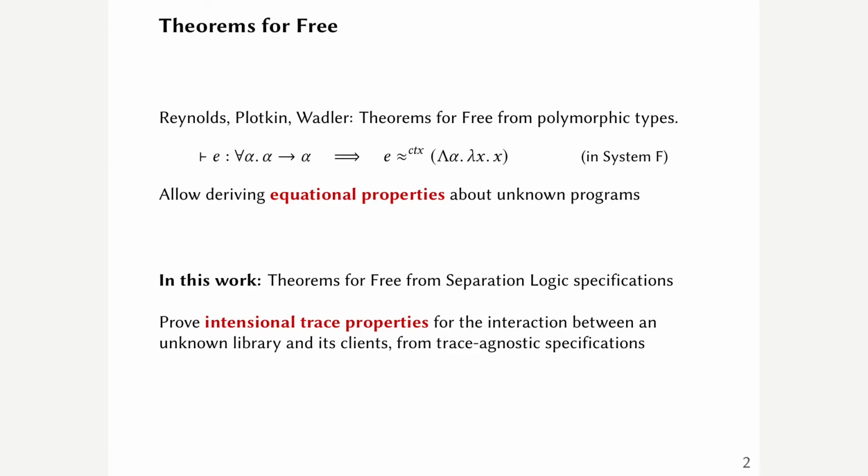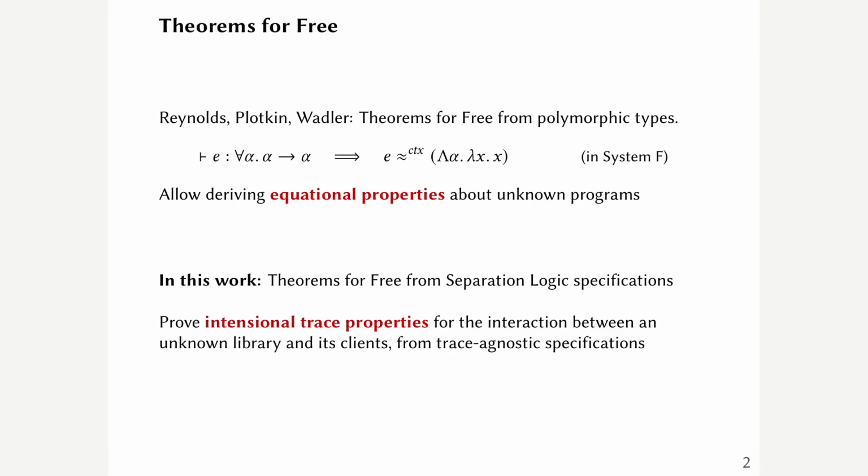There, the idea is that if you know that some program has a given type, for example, for all alpha, alpha arrow alpha in system F, then whatever this program might be, you can get a free theorem about the behavior of the program. For example, here, that it is actually contextually equivalent to the identity function. And this kind of equational property is a free theorem in the sense that it holds of any program of the type, just by looking at the type.